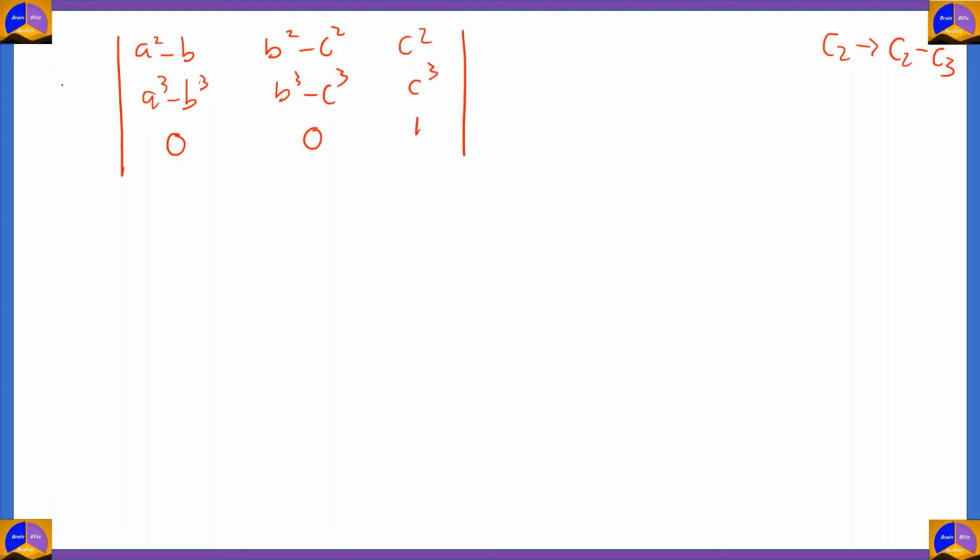But hold it. We're not finished yet. We can still take common factors out. So on expanding, A square minus B square is A plus B times A minus B. And A cube minus B cube is A minus B times A square plus AB plus B square. And 0.